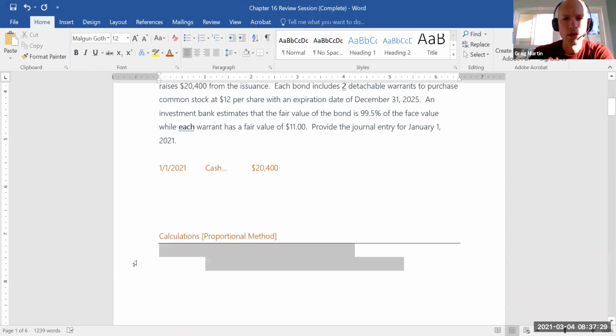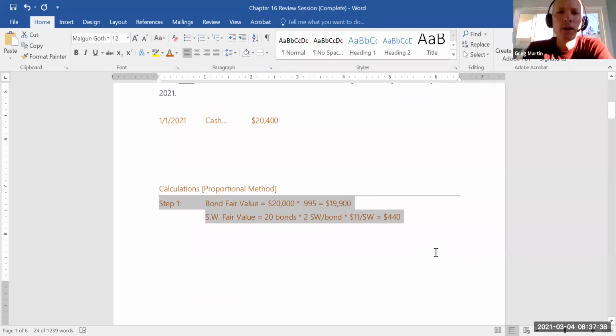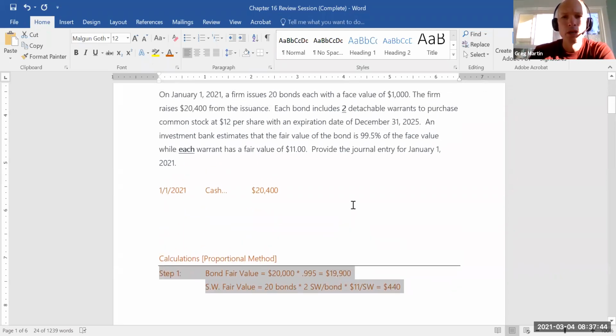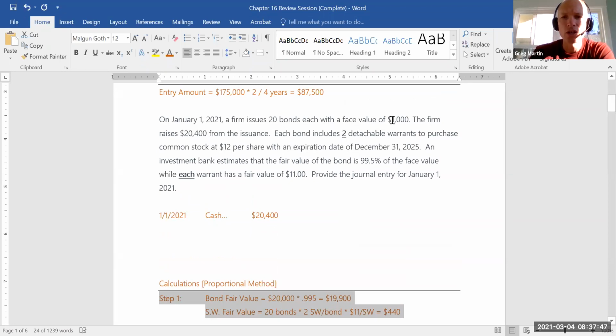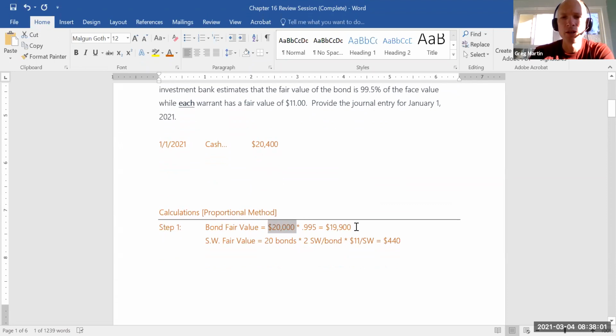And so again, the first step is to calculate the fair value of each item that's part of this packaged security. With the bonds, the fair value is 19,900. The way that we know that is that we have 20 bonds, each has $1,000 face value, which gets us to the 20,000. At the same time, we know that the fair value of each bond is 99.5%. So we take the total face amount of the bonds, multiply it by the 99.5%, and we know that the estimated fair value of the bonds is 19,900.